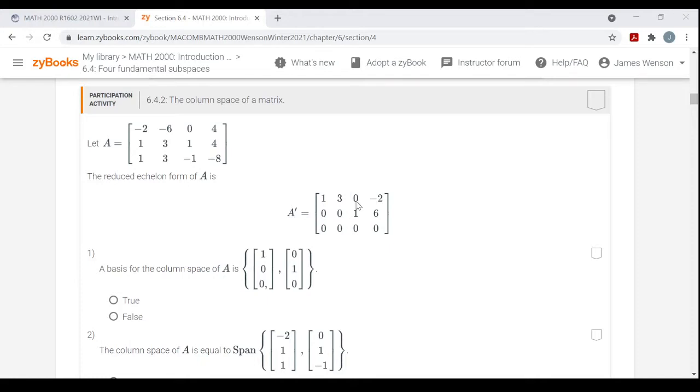The pivot columns correspond to the basis vectors, but they themselves are not the basis vectors for the column space, so that's false.